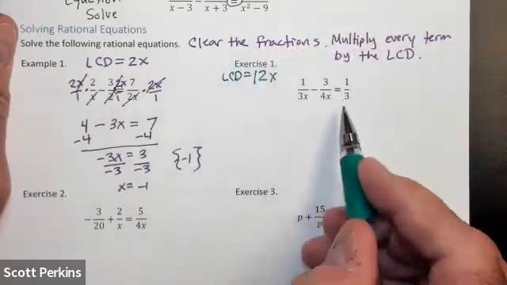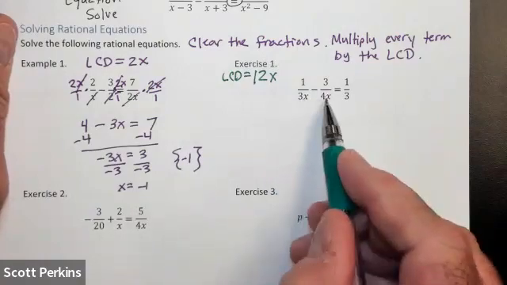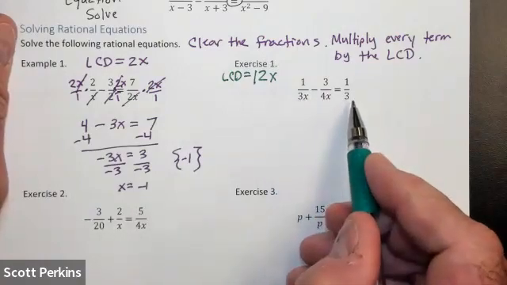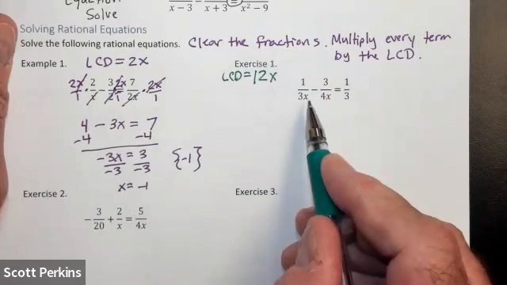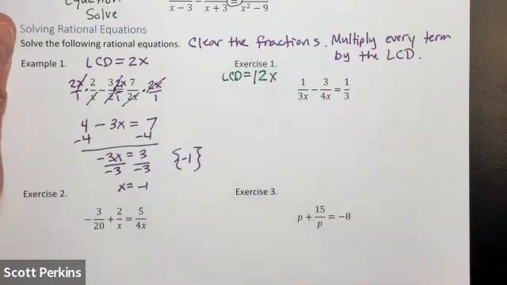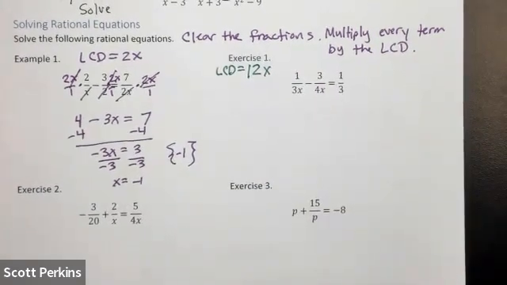12. One of each factor. Okay, 3 and 4 don't share any factors, so one of every factor you see. So that's the 3 and the 4 and the x. So 3 and 4 is 12, 12x. Now that you have the common denominator, go ahead and clear the fractions and then solve the little equation that you'll get at the end.